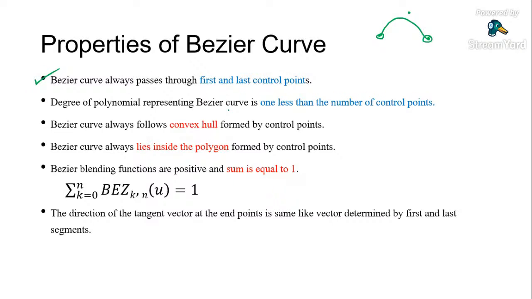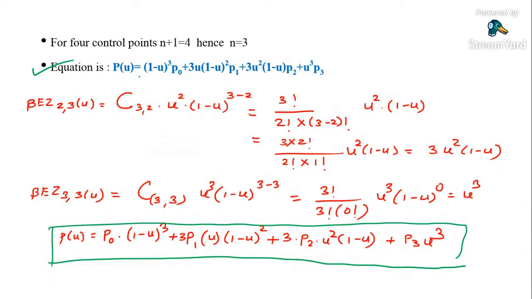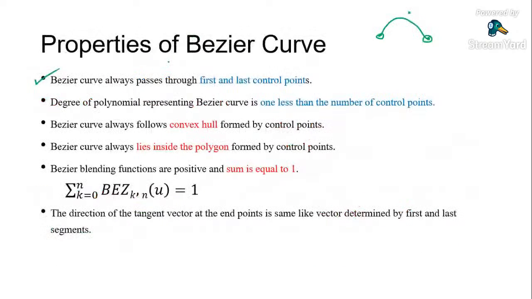Now second property, those are important properties. The degree of polynomial representing Bezier curve is 1 less than the number of control points. What is it? The polynomial we have derived. Suppose this polynomial is derived for how many control points? 4 control points. Now what is the highest degree in this equation? 3. 3 is the highest degree, which is 1 less than the number of control points.